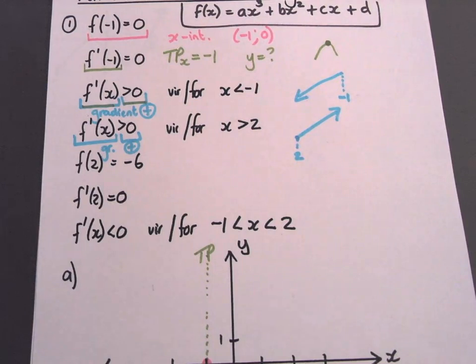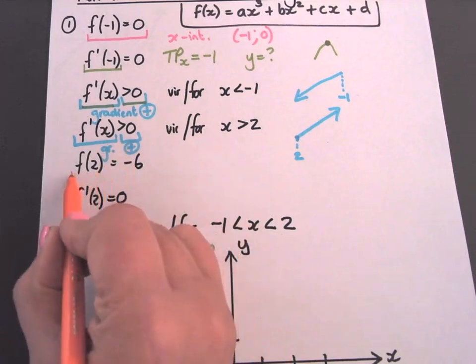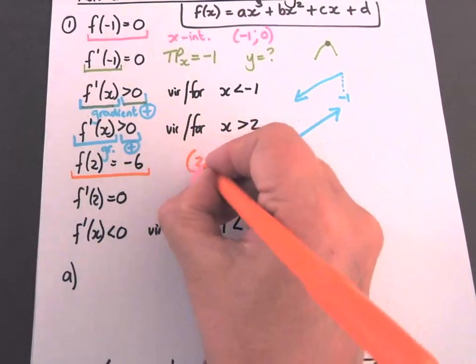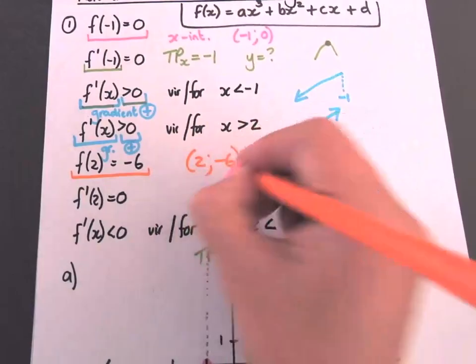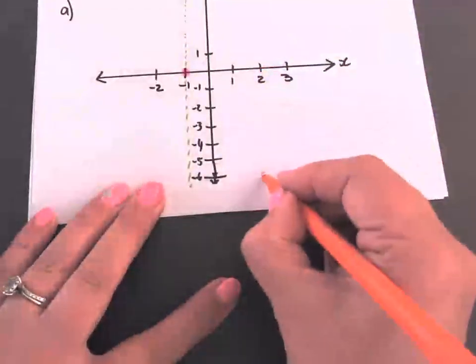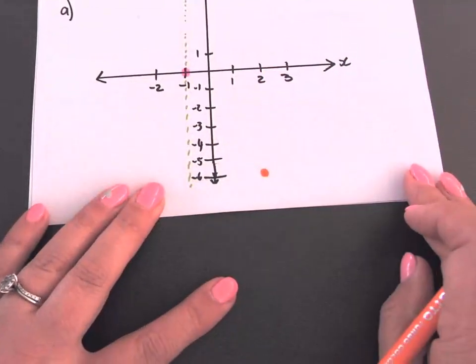Okay, let's carry on. You'll have two videos, an A video and a B video. Let's carry on. This one, what does that mean? f of 2 is -6. That's a point. Just a point. Okay, so x is 2, y is -6. So there's my point.